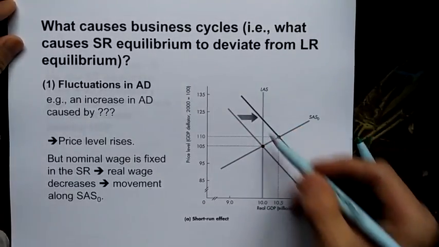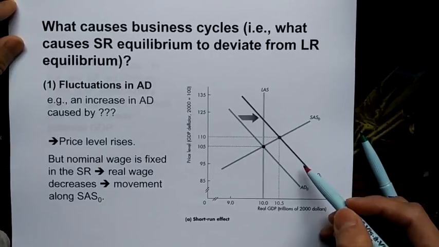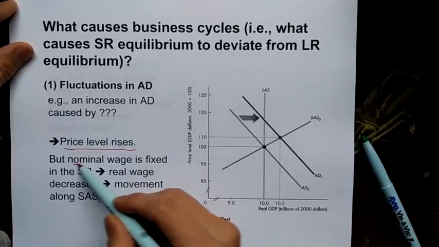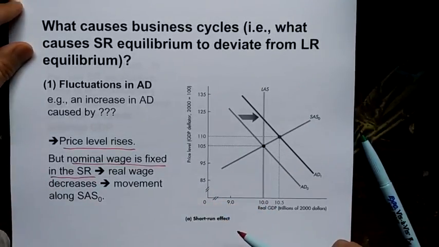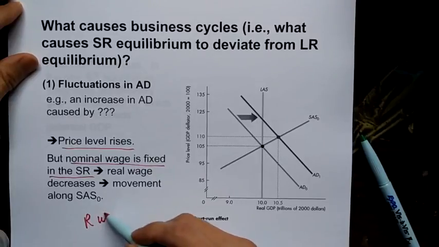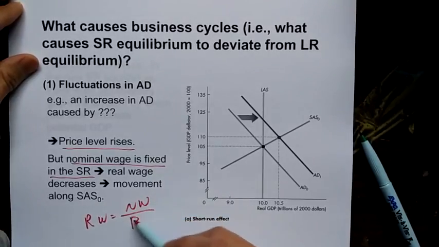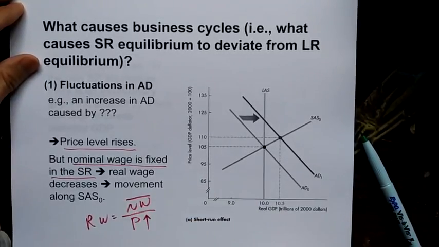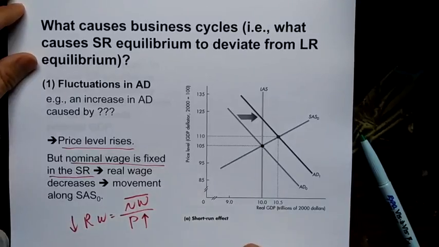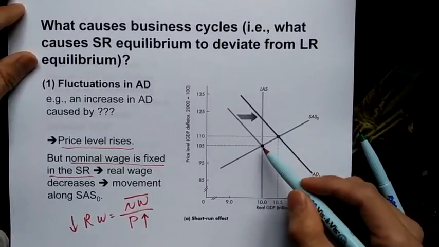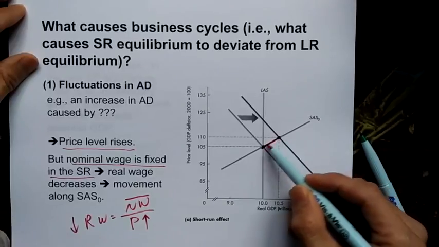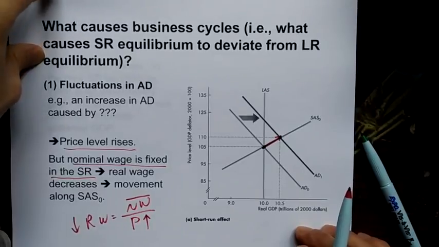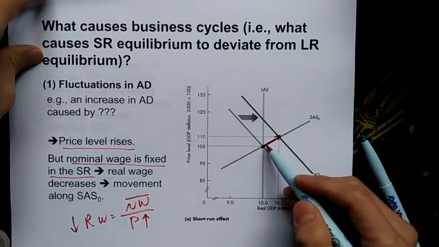When aggregate demand shifts to the right, price level rises. But nominal wage is fixed in the short run. Real wage is nominal wage divided by price level. When price level increases, nominal wage does not adjust quickly. Real wage goes down. Therefore, it will cause a movement along the short-run aggregate supply curve, and we reach a new short-run equilibrium, and we deviate from the long-run equilibrium.